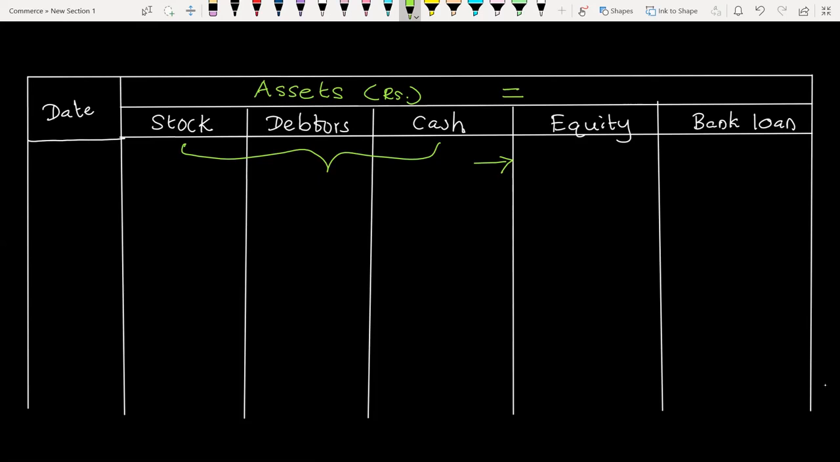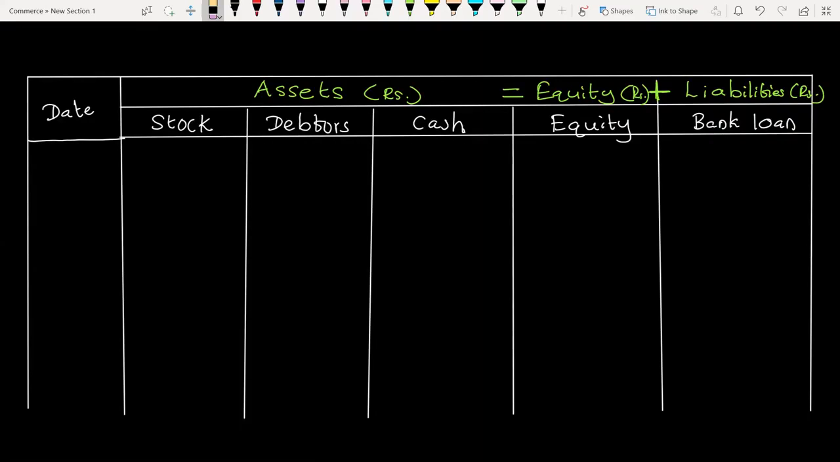So on top of equity, I write again equity in rupees. And here I place the plus mark, the addition, because we need to add equity and liabilities. So bank loan is a liability. So I write liabilities in rupees. Okay, now our table is ready.